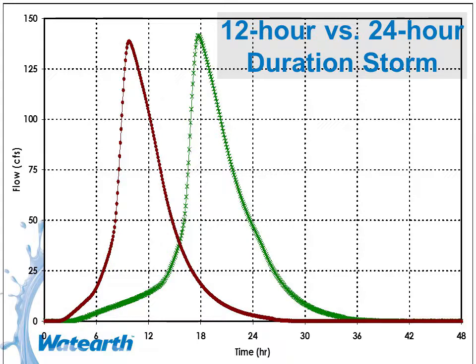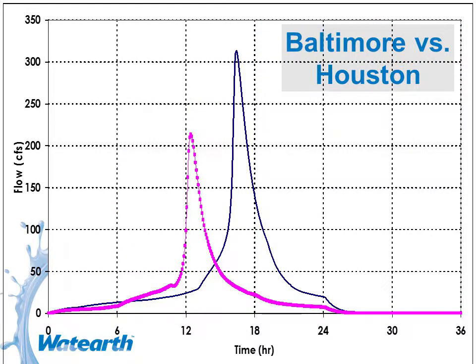All right, so 12-hour versus 24-hour duration. Which one's the 24-hour duration storm? The green, yeah. And then Baltimore versus Houston. Which one do you think is Houston? The blue, yeah. Yeah, because a lot more rain.